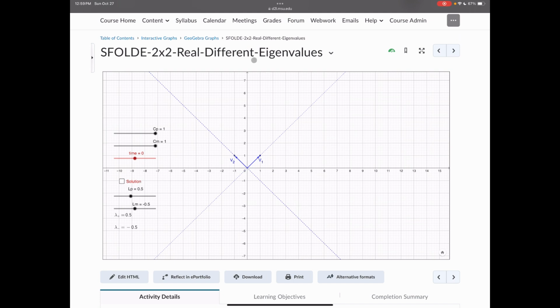Okay, here we are in the interactive graph that you can find on our class page, in interactive graph GeoGebra, and now you need to find this interactive graph, real different eigenvalues. As before, we have the eigenvectors v1, that is v plus, and v2, that is v minus. The smaller eigenvalue is here, the larger is there. And unlike in the previous case, here you can move them to different positions, but we keep it like that. So here you have lambda plus, which is positive, lambda minus is negative. Okay, so let's put both positive first. Let's put this to be, for example, 1, and let's move lambda minus also to be positive.